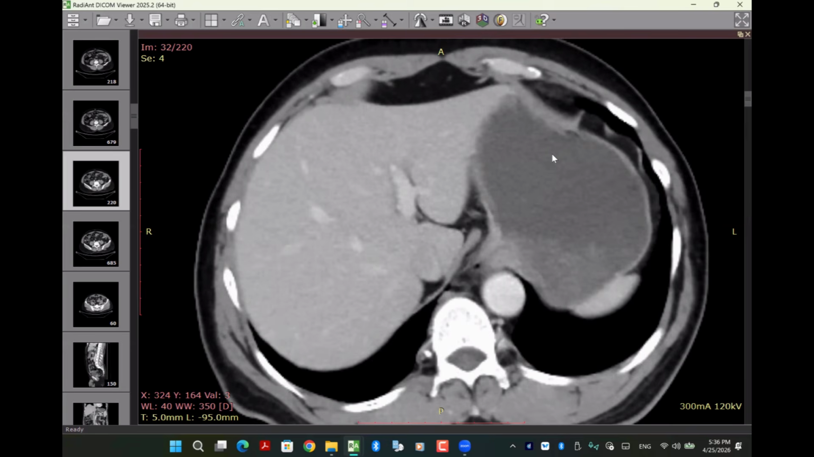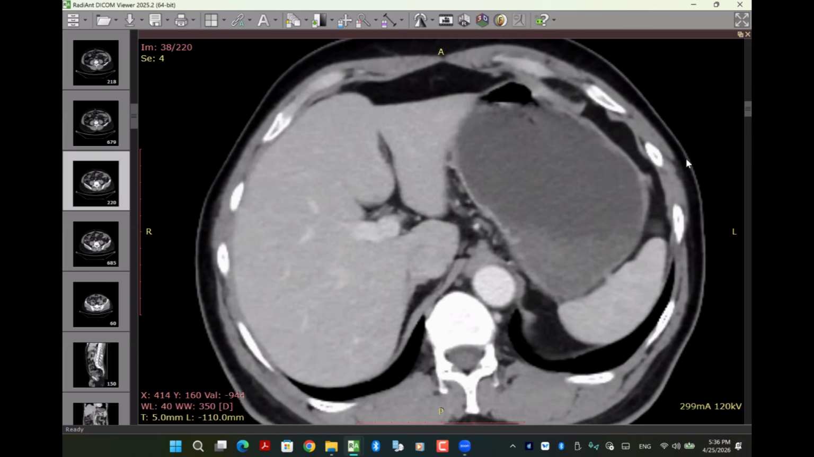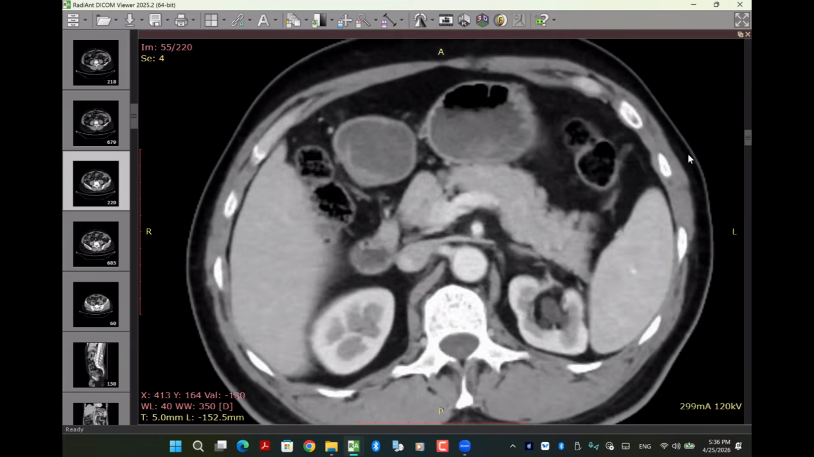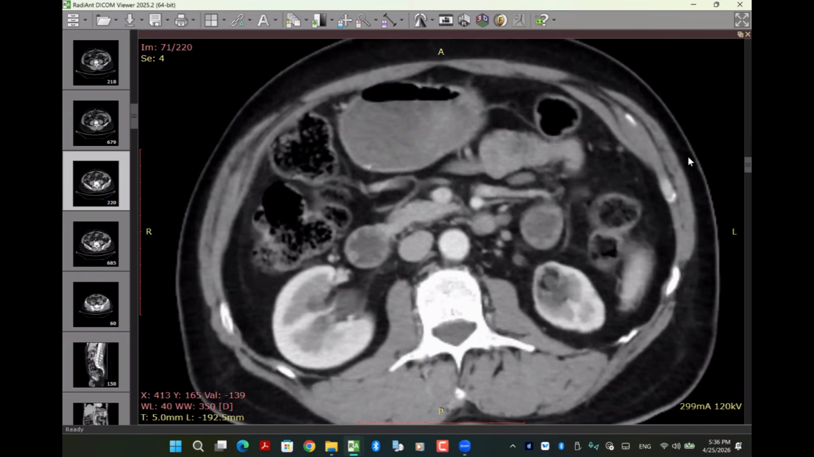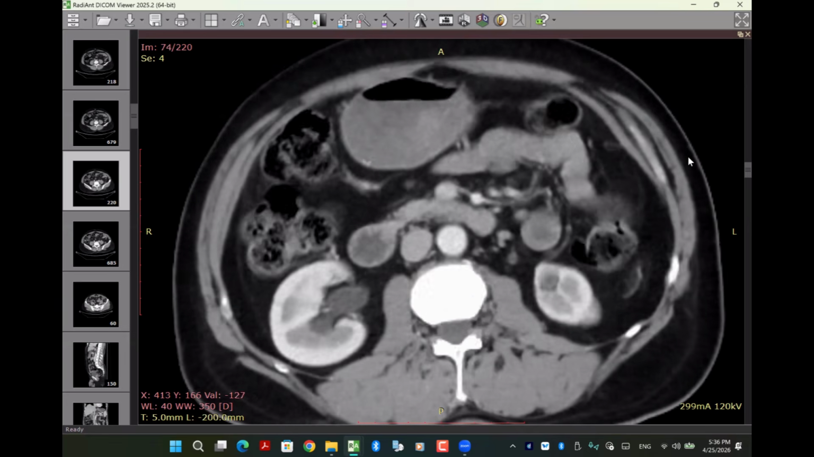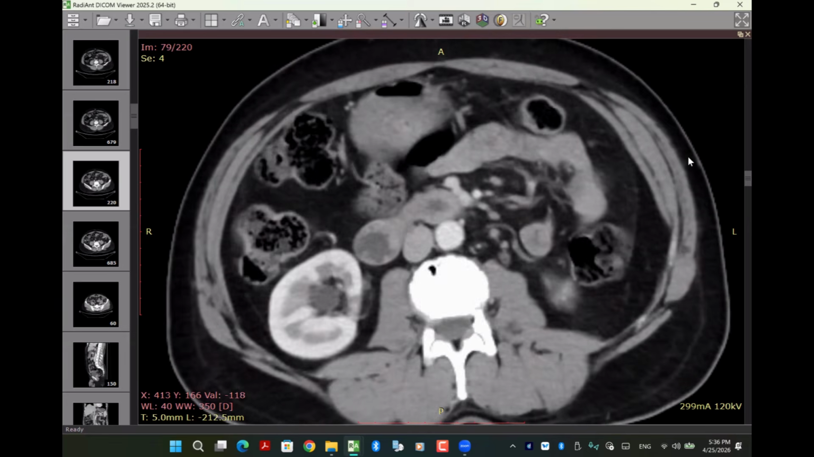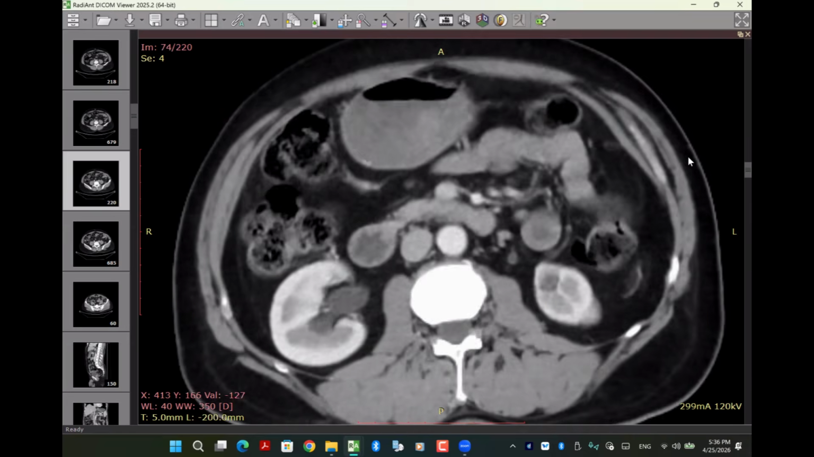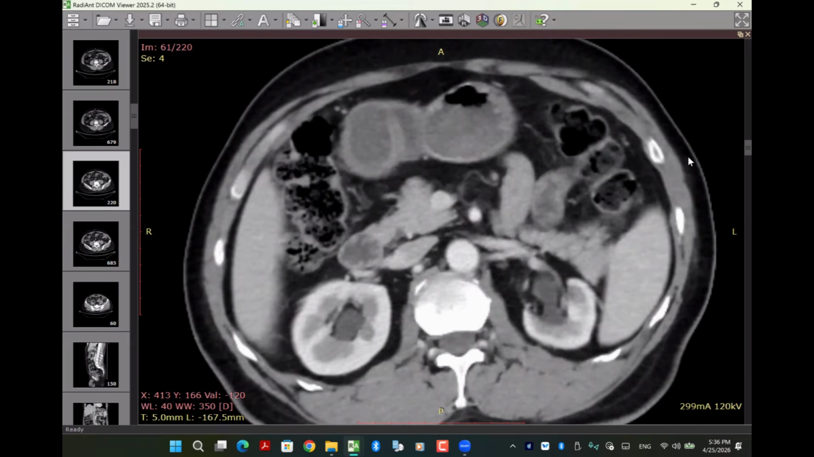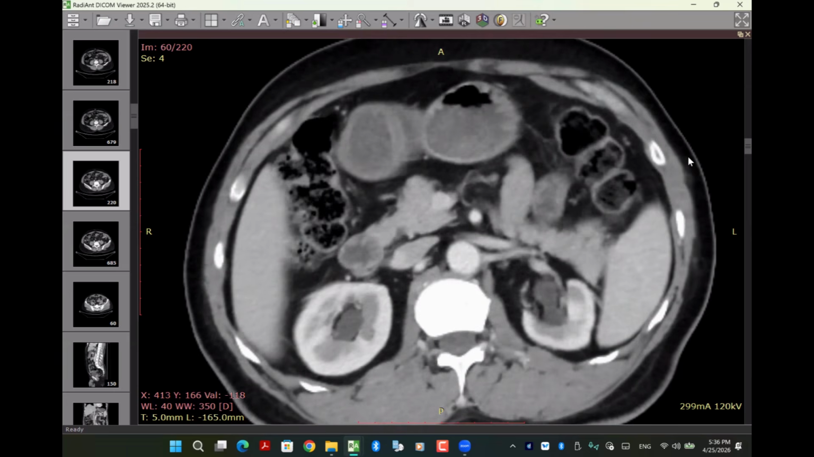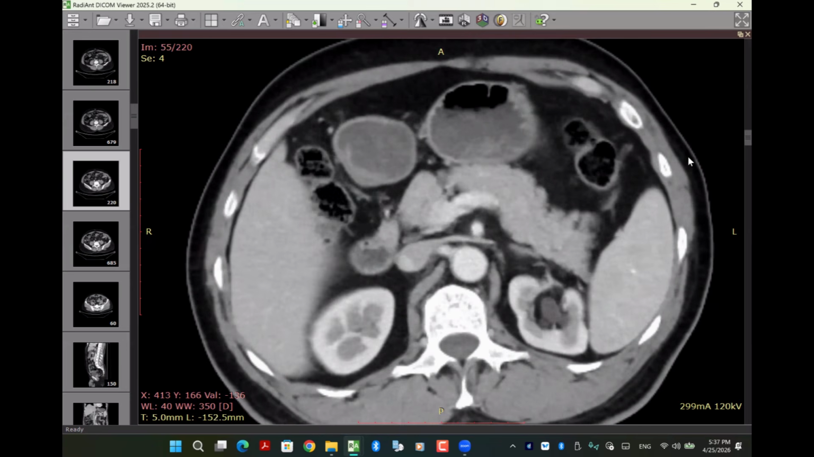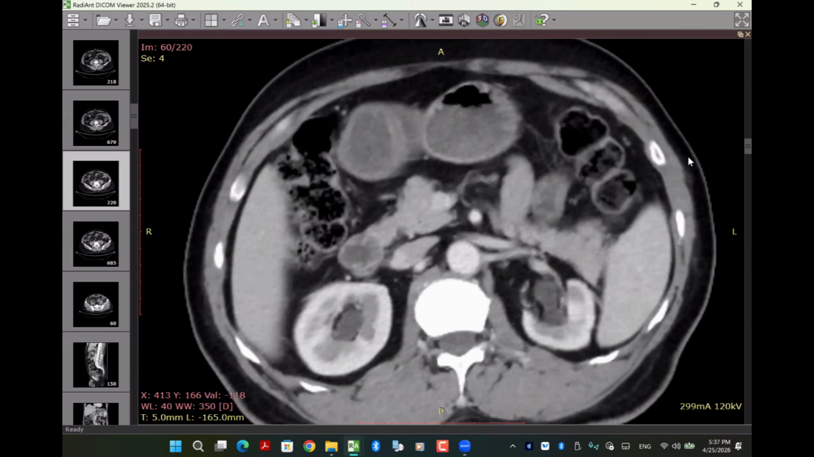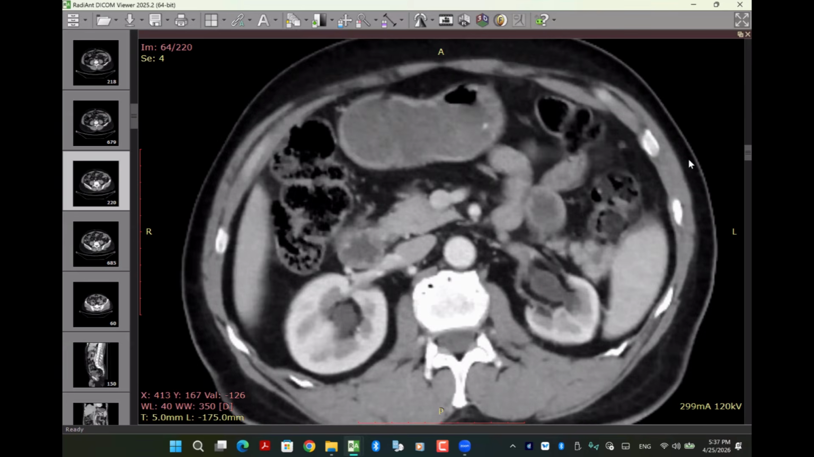So here, now I am able to see the left kidney. Yes, there is no mass seen. However, a filling defect is seen in the renal pelvis, with hydronephrosis. So the possibility of a mass in the renal pelvis, especially the left renal pelvis, cannot be excluded.